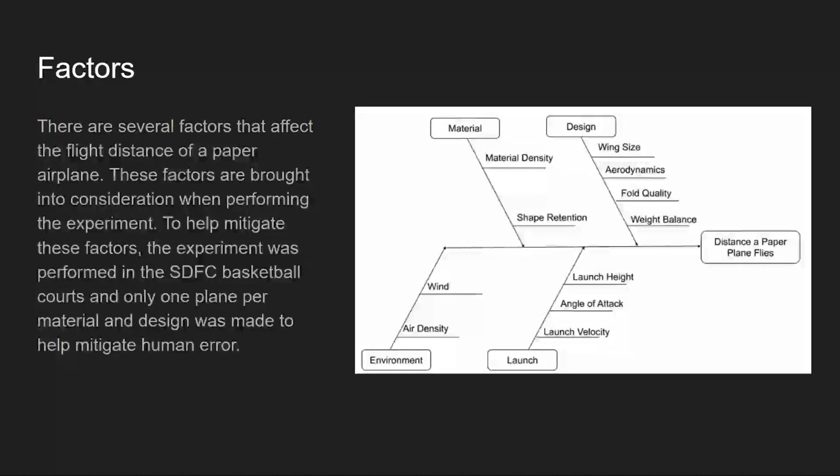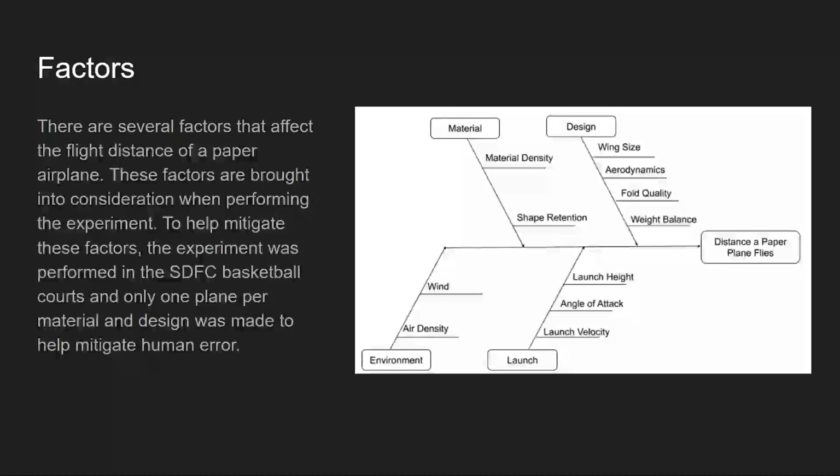There are several different factors that affect the distance that a paper airplane flies. These factors are brought into consideration when performing the experiments, and to help mitigate these factors, the experiment was performed in one of the SDFC basketball courts, and only one plane per material and design was made to help mitigate human error from the actual folding process. Some other factors to take into consideration were the wind and air density, and this is why we did it in the SDFC.